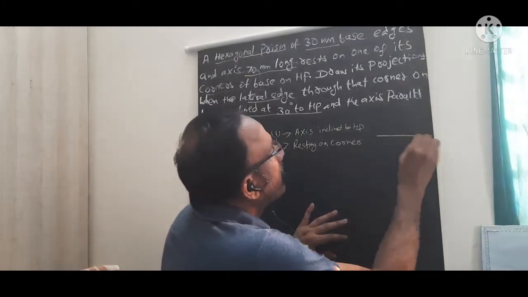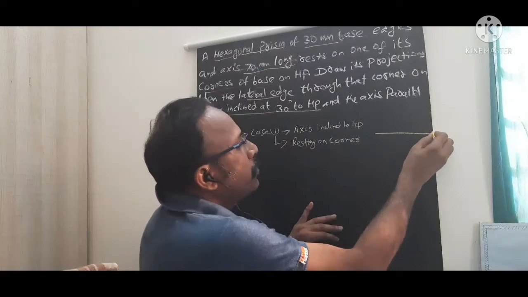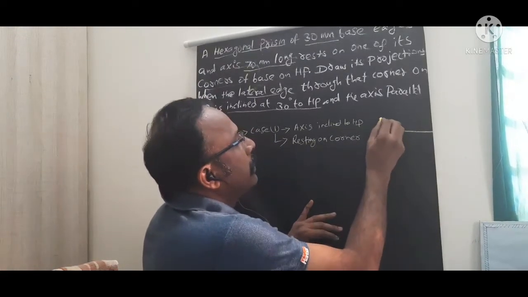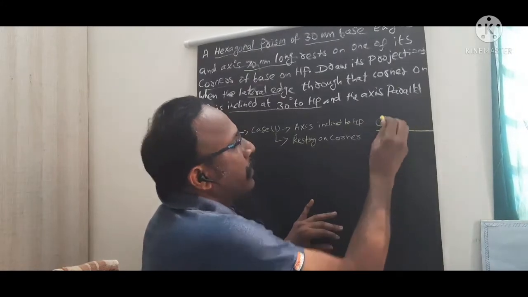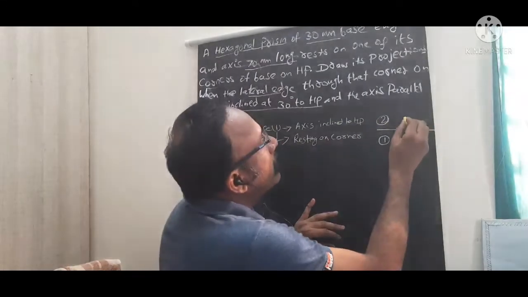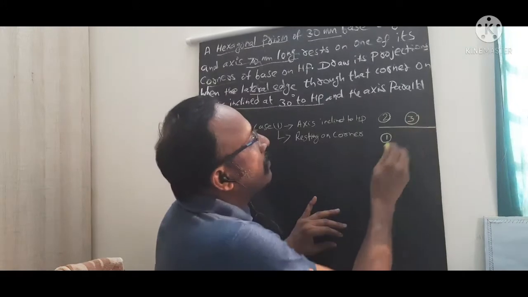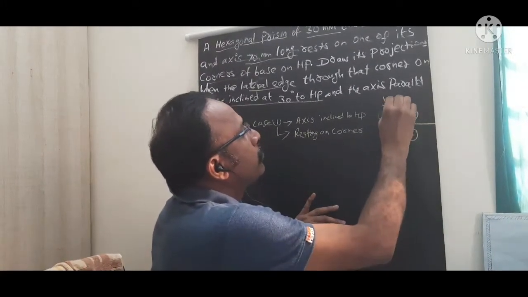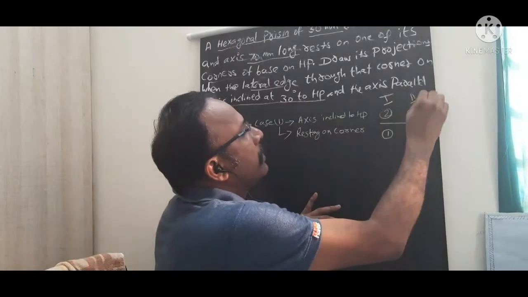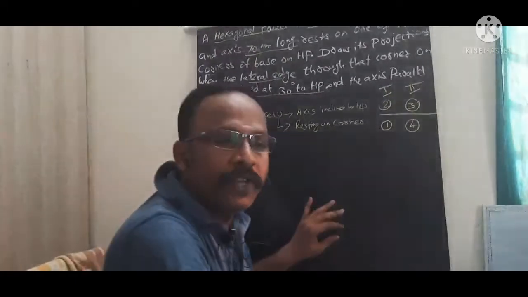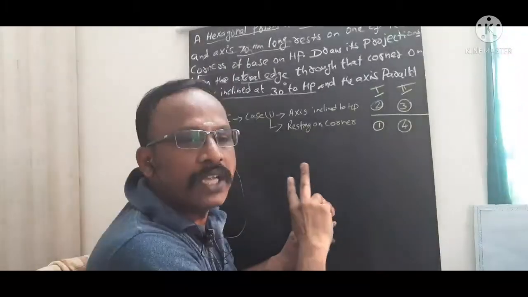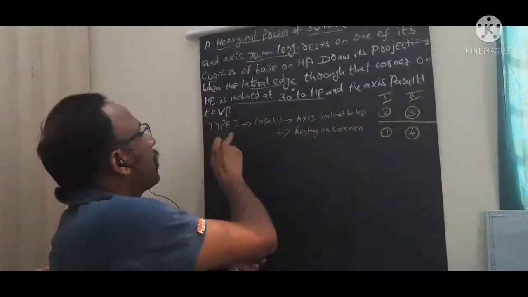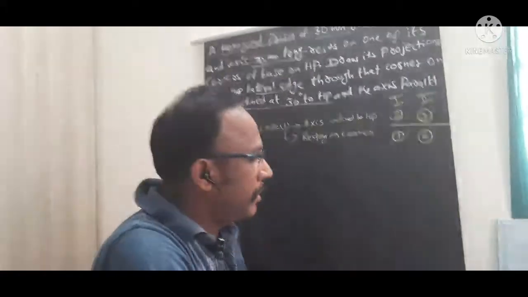So what are the steps in a type 1 problem? First you draw the top view, then you draw the corresponding front view. Then come to your third step, that is the final front view, then the final top view. Here also we have 2 stages, stage 1 and stage 2. So there are 2 stages and 4 steps needed to solve this kind of problem. This is a type 1 and case 1 problem.